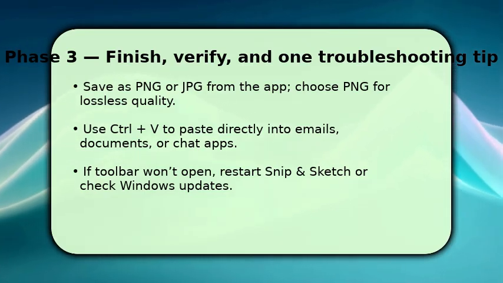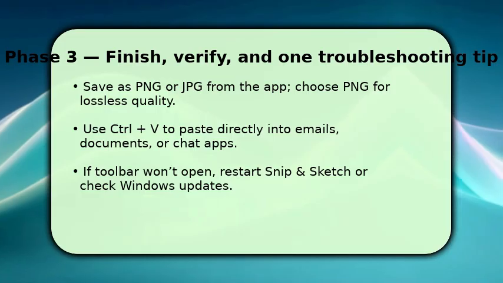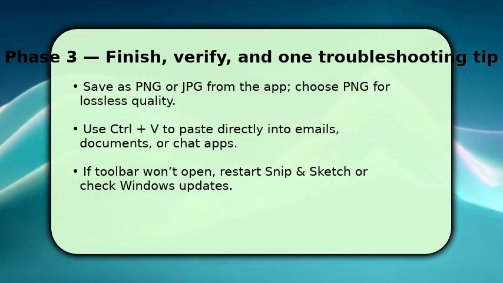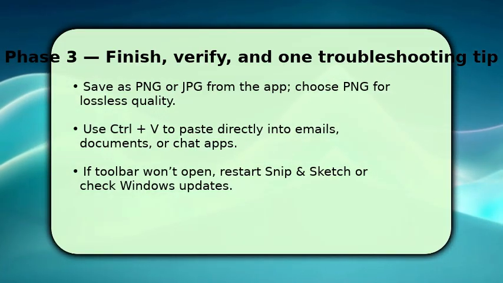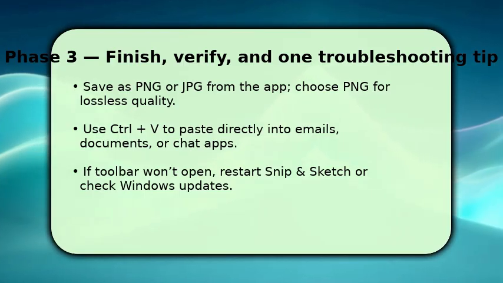One key troubleshooting tip: if the Snip toolbar or notifications don't appear, restart the Snip and Sketch app, log out and back in. Or check Windows Update. Often a pending update or a stuck background process blocks the shortcut.